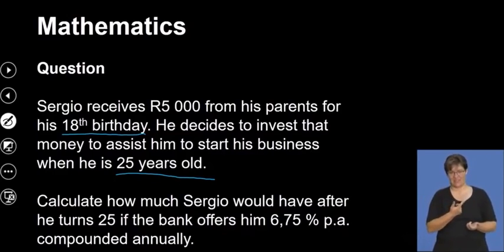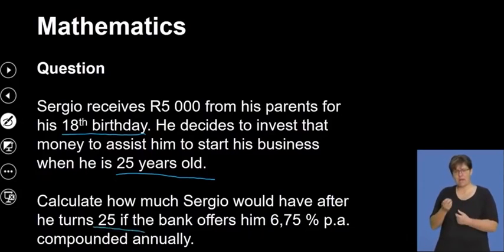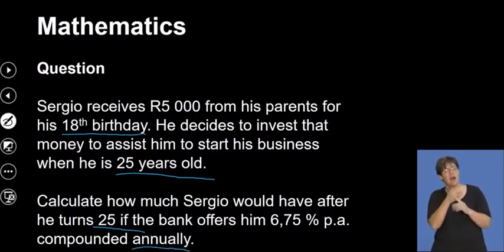Remember, financial literacy is really, really important. So bravo to Sergio for wanting to do that. Now calculate how much Sergio would have after he turns 25 years of age if the bank offers him 6.75% per annum compounded annually. Remember, compounded annually means Sergio will be getting the interest at the end of every year for the duration of his investment.